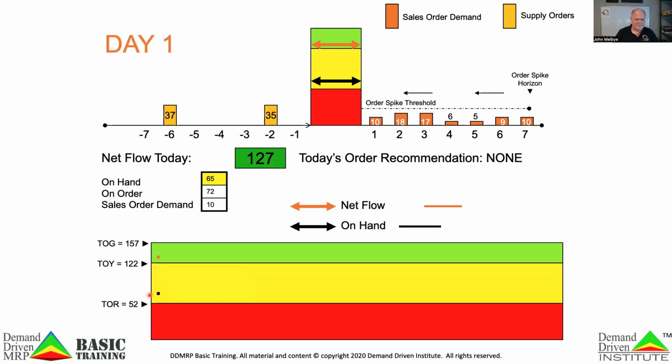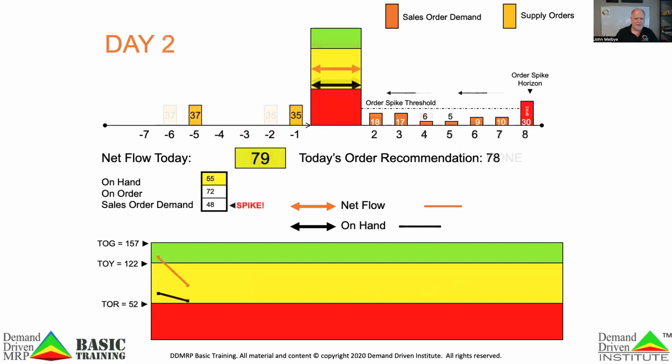And we can see the graph happening down here. What's our on hand at 65, and what is our net flow at 127? We are in the green, so we are not going to place an order. On day 2, we still have on order 72.